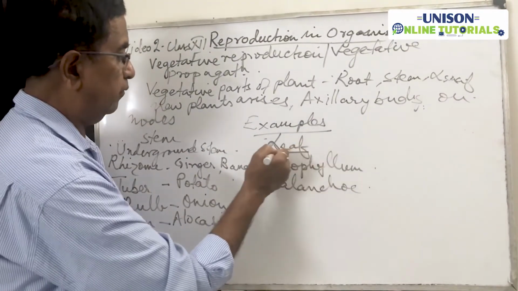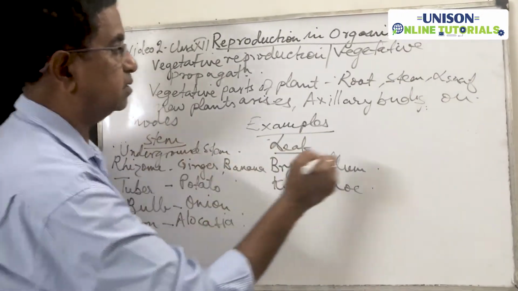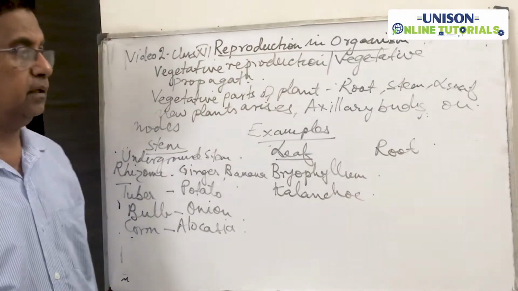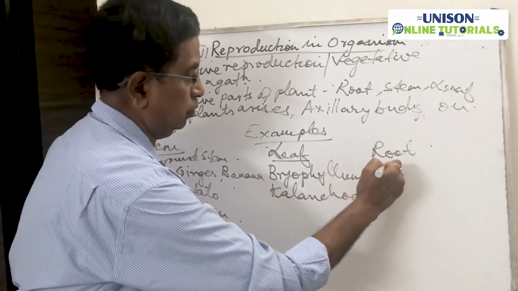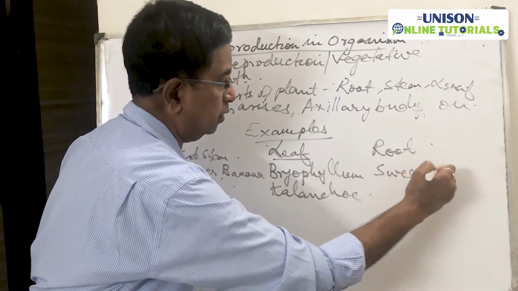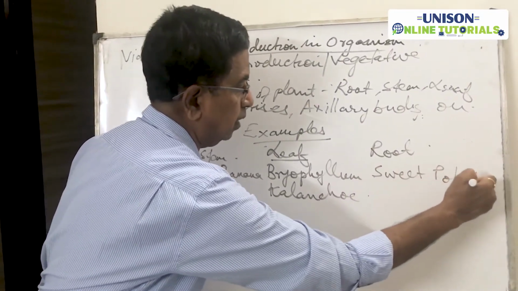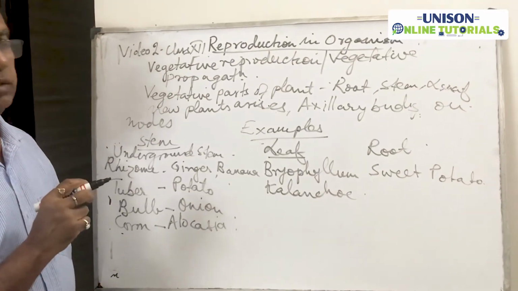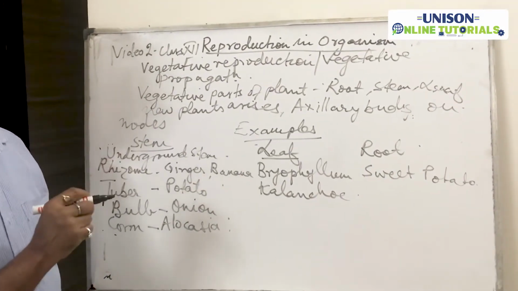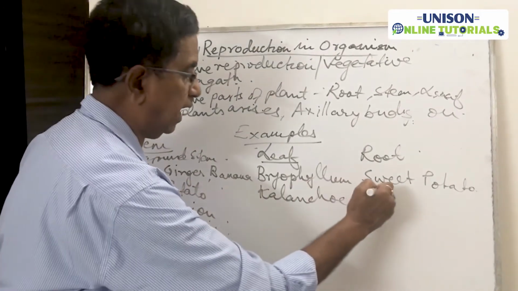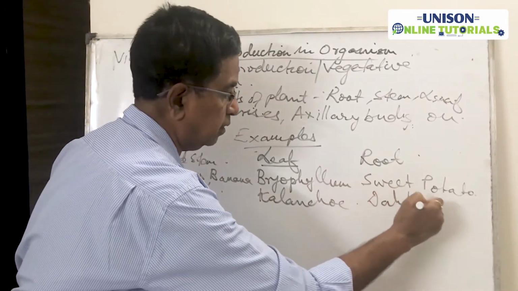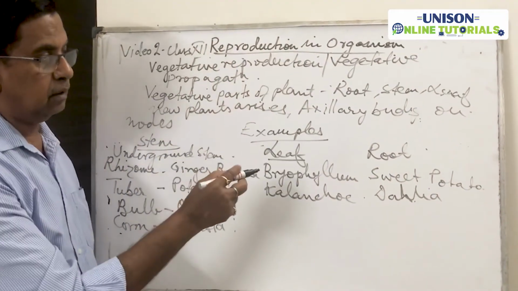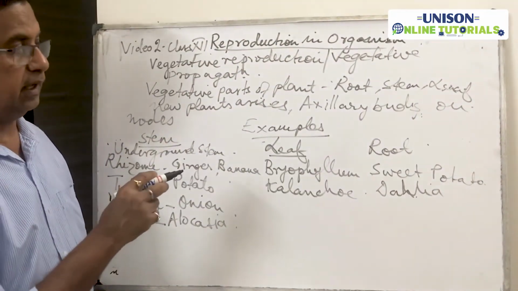Leaf we have discussed, stem we have discussed, then we'll come to root. You all are aware that the sweet potato is a root. From the axillary buds of the sweet potato, new plants arise, and also in the case of dahlia, which is a flowering plant, a new plant can arise from the root.